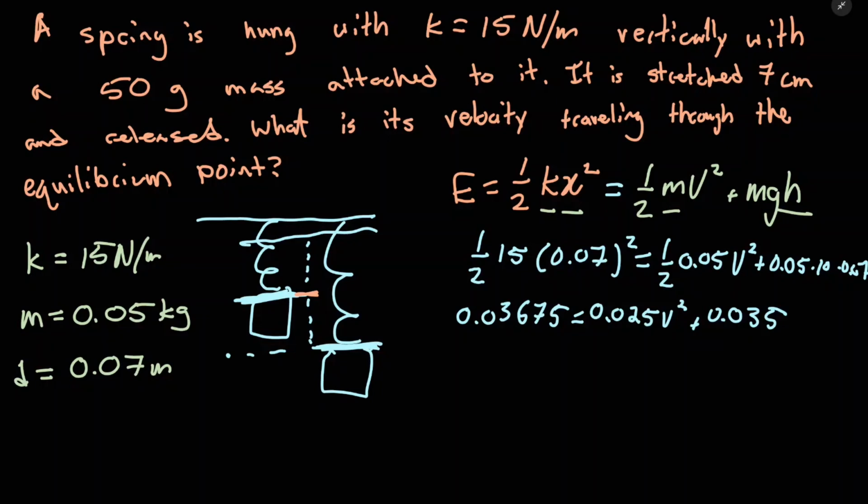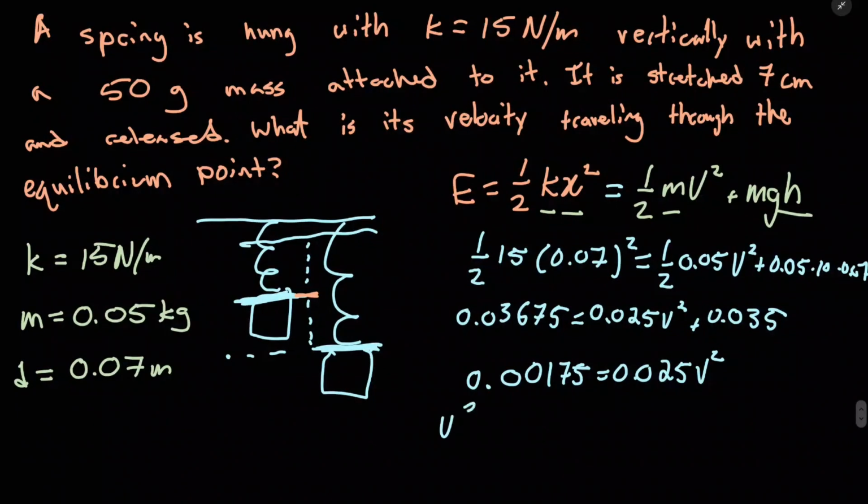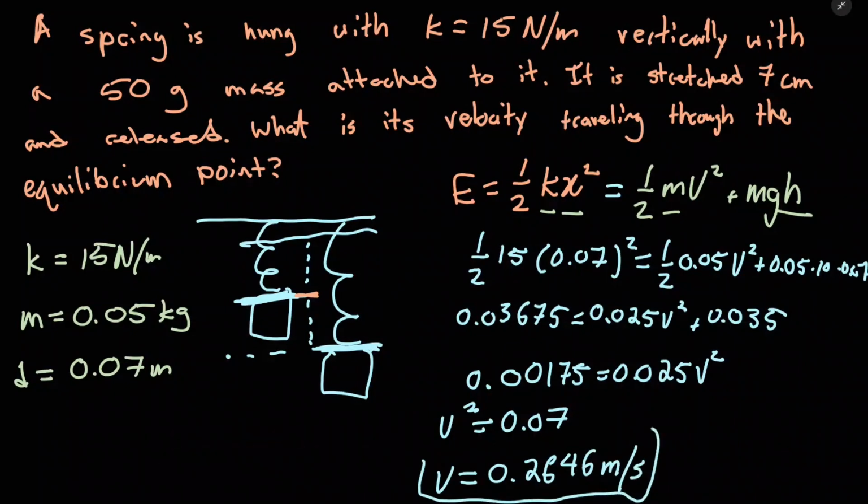And obviously, we're just going to do some rearranging. So we're going to subtract the 0.035 from both sides. And this is going to give that we have 0.00175 is equal to 0.025 v squared. So v squared is equal to 0.07. v is going to be equal to 0.2646 meters per second. And that is our answer.